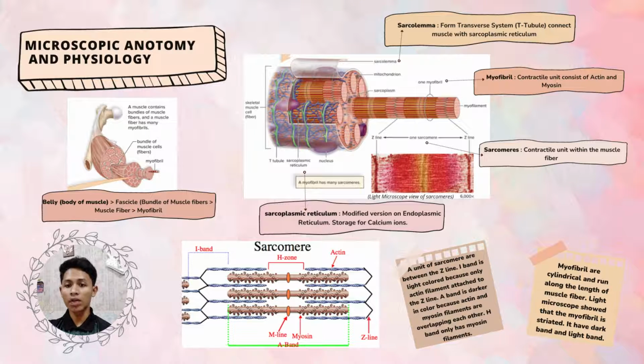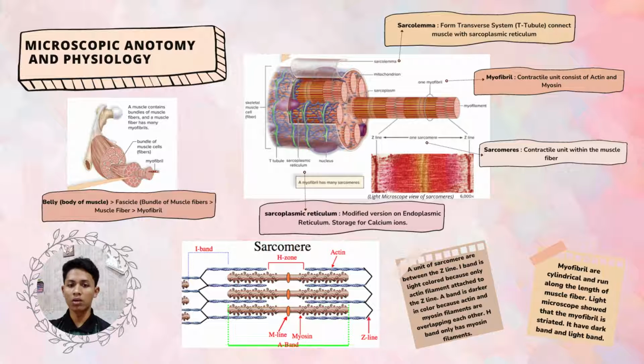The sarcolemma, or plasma membrane, forms a key system to make the muscle in contact with the sarcoplasmic reticulum. The sarcoplasmic reticulum is an expanded portion of modified endoplasmic reticulum, which acts as storage for calcium ions. Myofibril is the contractile portion of the muscle fiber.